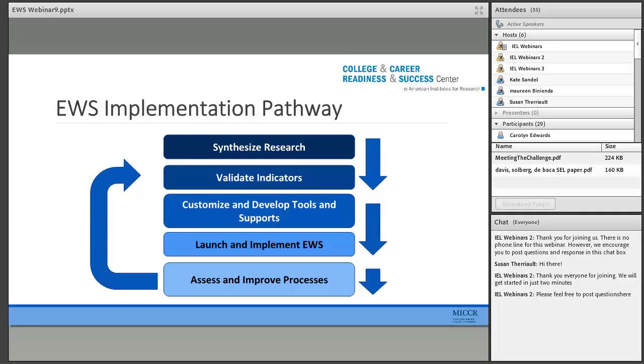So since we've been working with states, districts, and schools throughout the nation, we started to try to encapsulate how you go about thinking through this work. The first key step is synthesizing research on early warning indicators. That has largely been done by many organizations and is readily available to many of you. I've included some resources at the end of my presentation. The next is to validate indicators, to make sure you're appropriately, like I said, identifying students. And then customizing and developing tools and supports to make it easy for people to make decisions about what students need and provide them with supports, and then start to implement, and then, of course, a continuous improvement process.